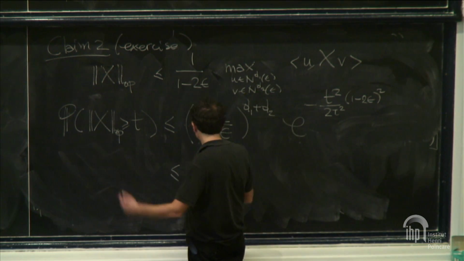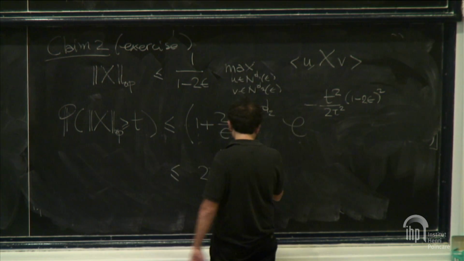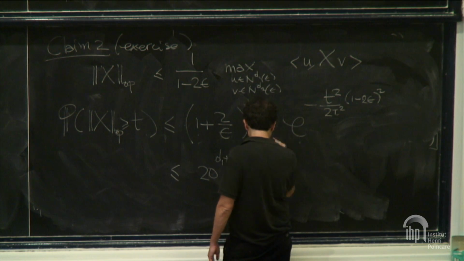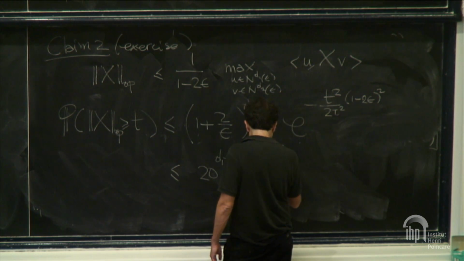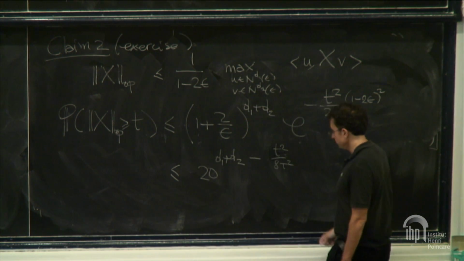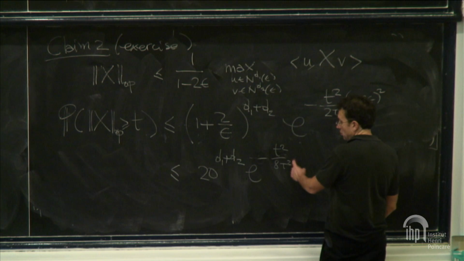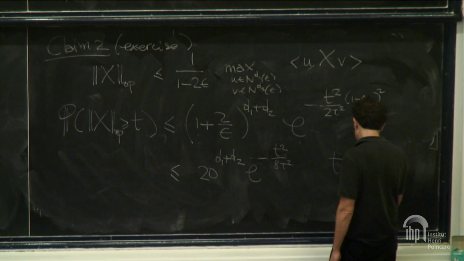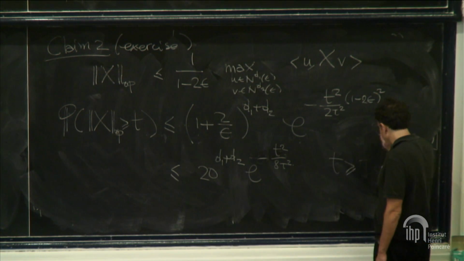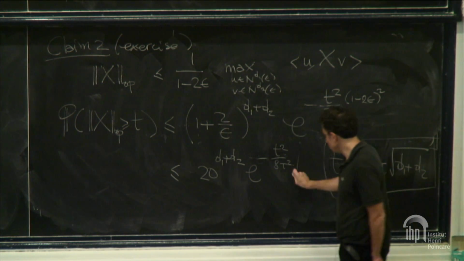So what you get is here you get some number, 20 to the d1 plus d2. And here you get another number, 1 over t square over 8 sigma square, e to the minus. And now what you want is that you want this guy to kill this factor. When will it kill this factor? When t is bigger than, let's say, 100 times sigma times square root of d1 plus d2. Then this goes to 0.